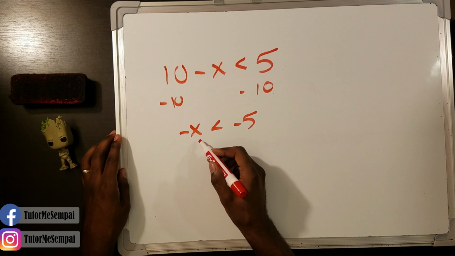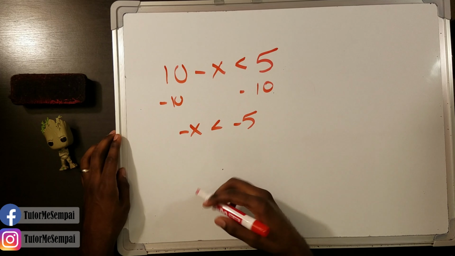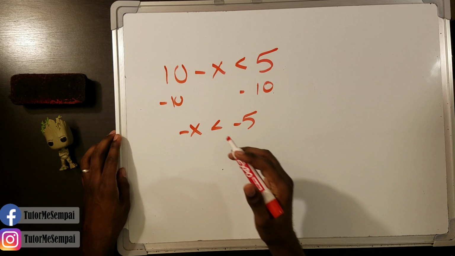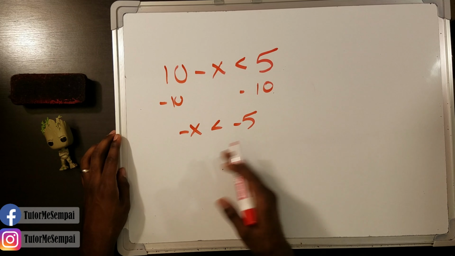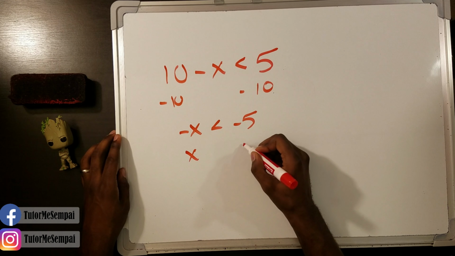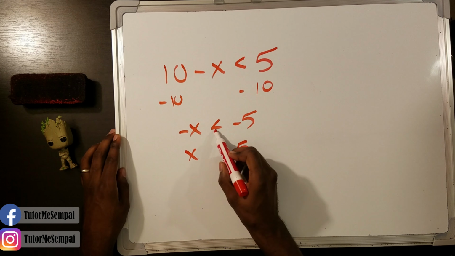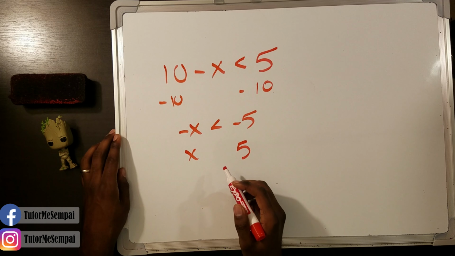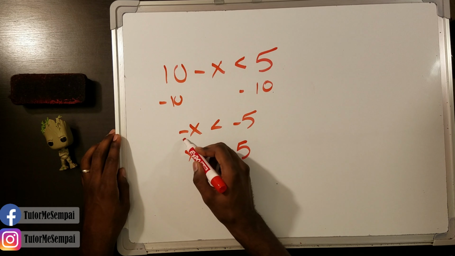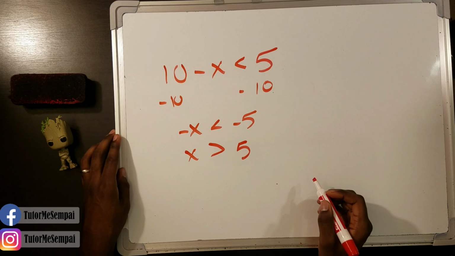So now we need to get this x by itself, so let's make it positive. And you can either divide by negative 1 or multiply by negative 1. Well, whatever you do to one side, just like an equation, you have to do to both sides. So that becomes a positive x and a positive 5. But this is saying x is less than, right? But if you're going to divide or multiply by a negative number, this becomes greater than.